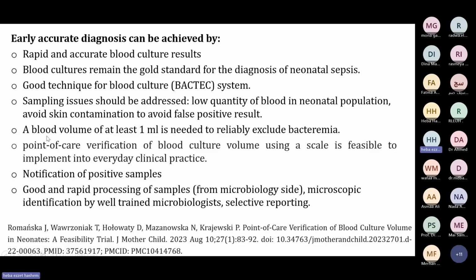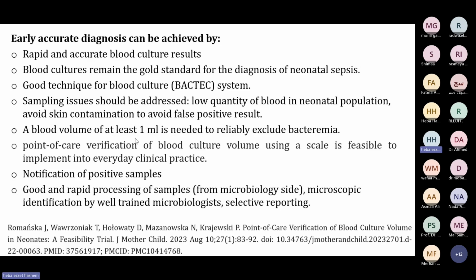A blood volume of at least 1 milliliter is needed to reliably exclude bacteremia. This is according to the reference that I cited here, published in 2023. And there is some debate about the volume. At least 1 milliliter is needed to reliably exclude bacteremia, but the recommended volume is higher, from 1 to 3 and up to 5 milliliters according to some publications.